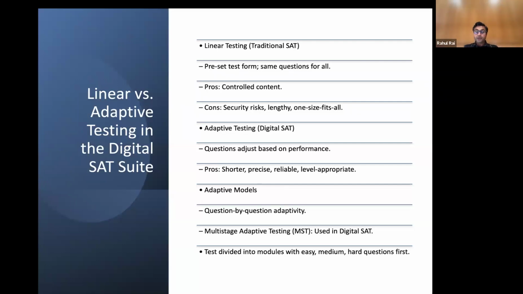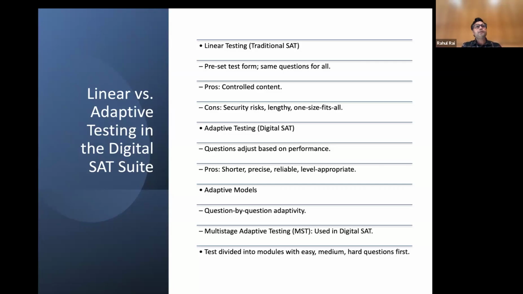Okay. Also, the other advantage is they have reduced the time for the test, which is shorter, and it adjusts to different levels of the students. Okay. Now I will talk about the adaptivity model.